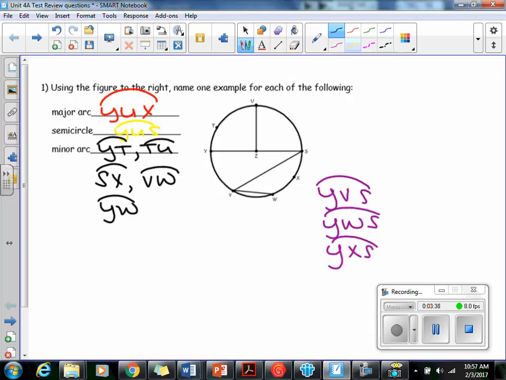Yeah. Minor arcs are your small arcs. They're named using only 2 letters. So if you see an arc that is named with 2 letters, you should automatically know it's less than 180 degrees. It's going to be a small arc.